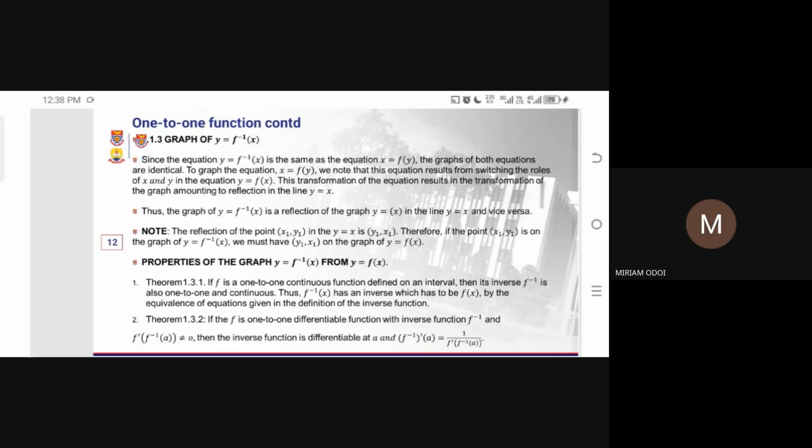To graph the equation x is equal to f of y, we note that this equation results from switching the roles of x and y in the equation y is equal to f of x. This transformation of the equation results in the transformation of the graph, amounting to reflection in the line y is equal to x. So they are just bringing in the fact of that reflection.